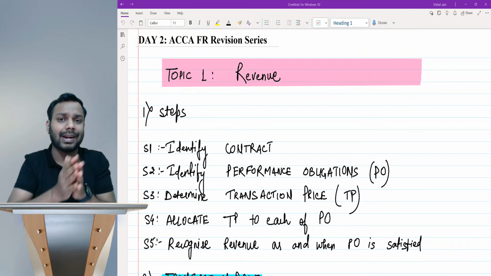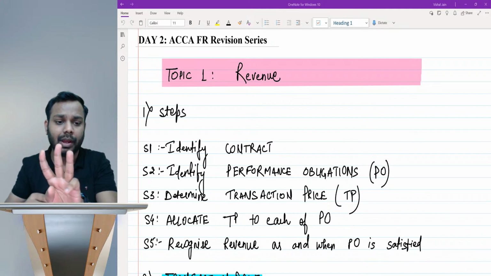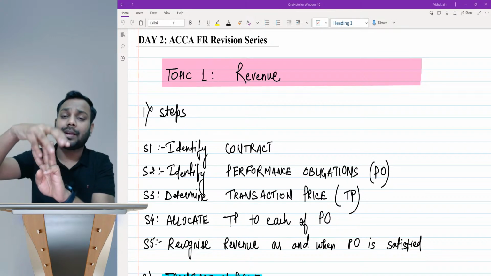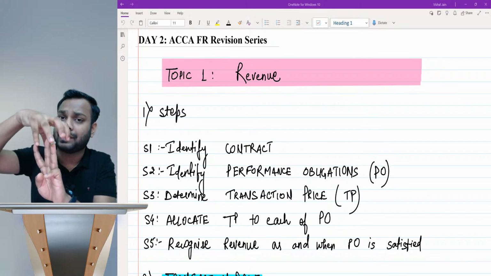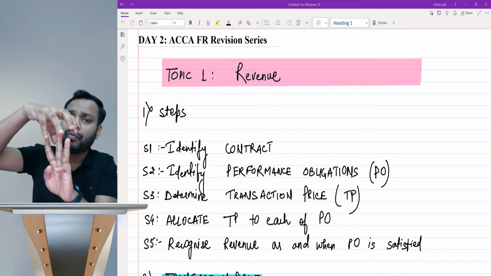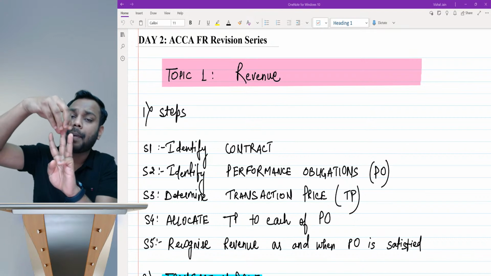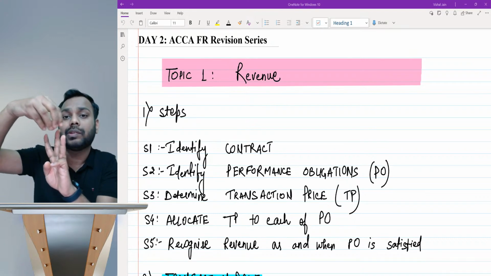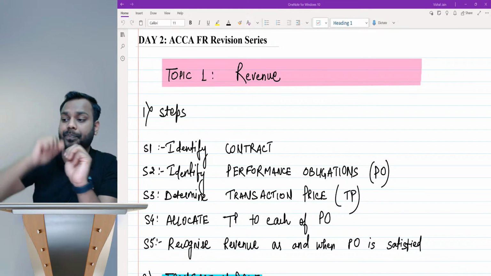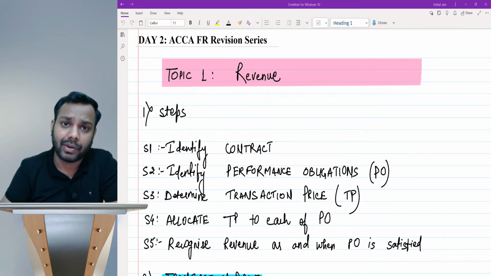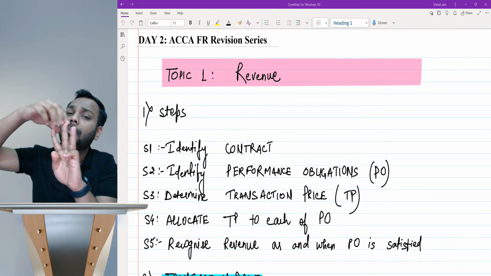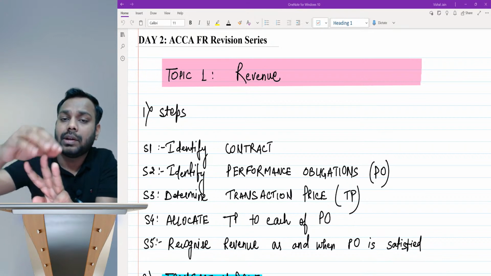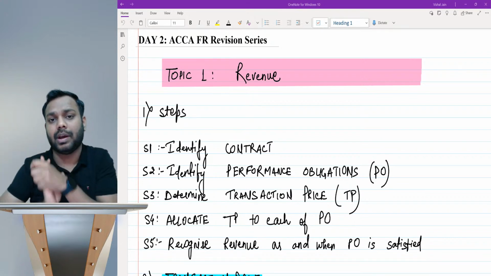Let's suppose in a contract there are 3 performance obligations, and in step 3 we have determined the transaction price. Now in step number 4, what we have to do is break this transaction price into small parts for each performance obligation. We have to basically allocate it. Now step number 5, as and when these performance obligations get satisfied, recognize revenue for that.